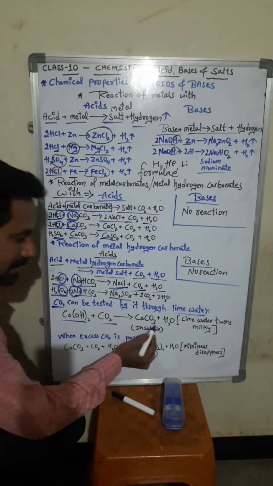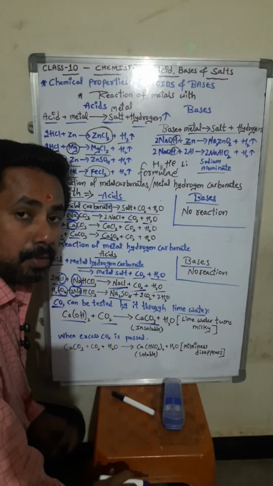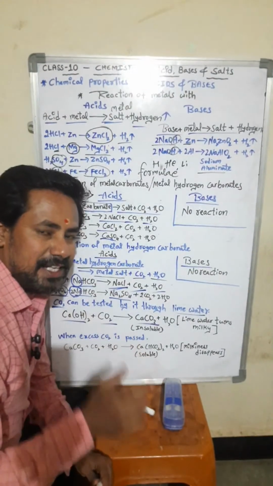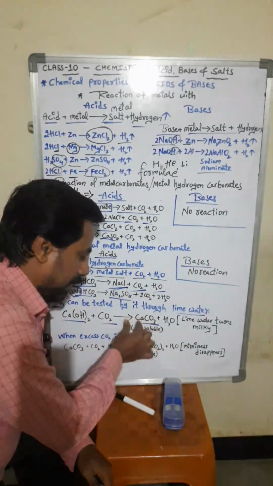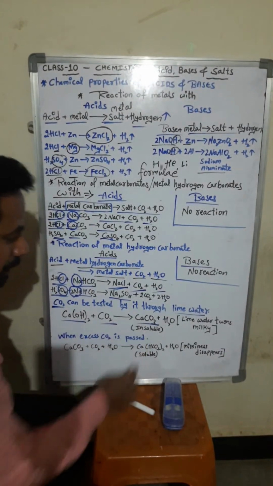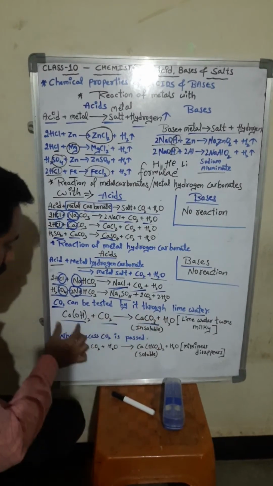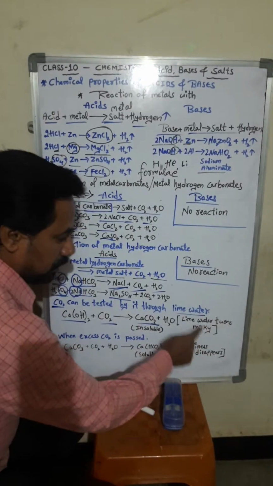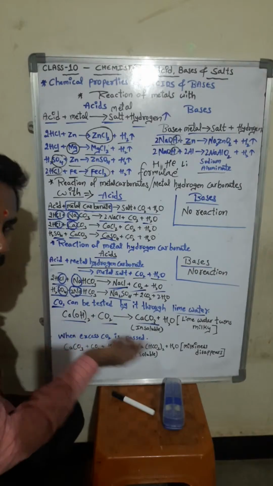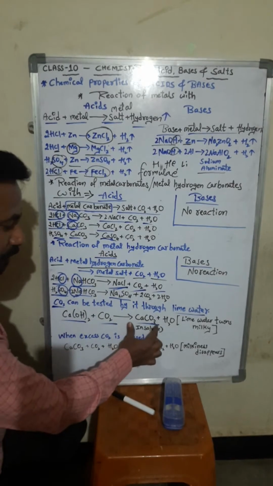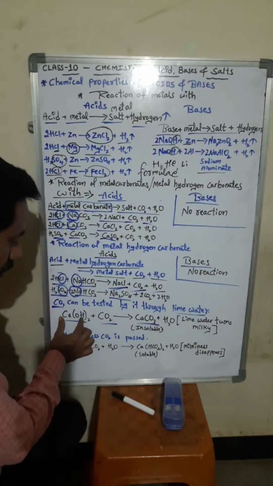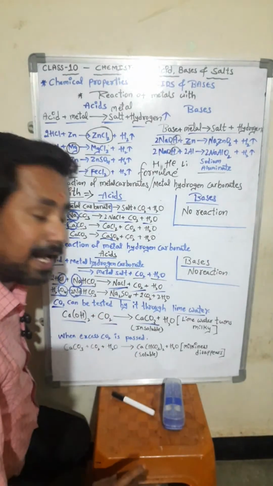So what will be the result? CaCO3 will form, students, calcium carbonate. I have told you, CO3 carbonate. Remember, SO4 sulfate, CO3 carbonate. Which carbonate? CaCO3, calcium carbonate. It is insoluble. So here lime water turns milky, students, and water is also formed. Ca(OH)2, when you combine it with CO2, what will form? Calcium carbonate and water.